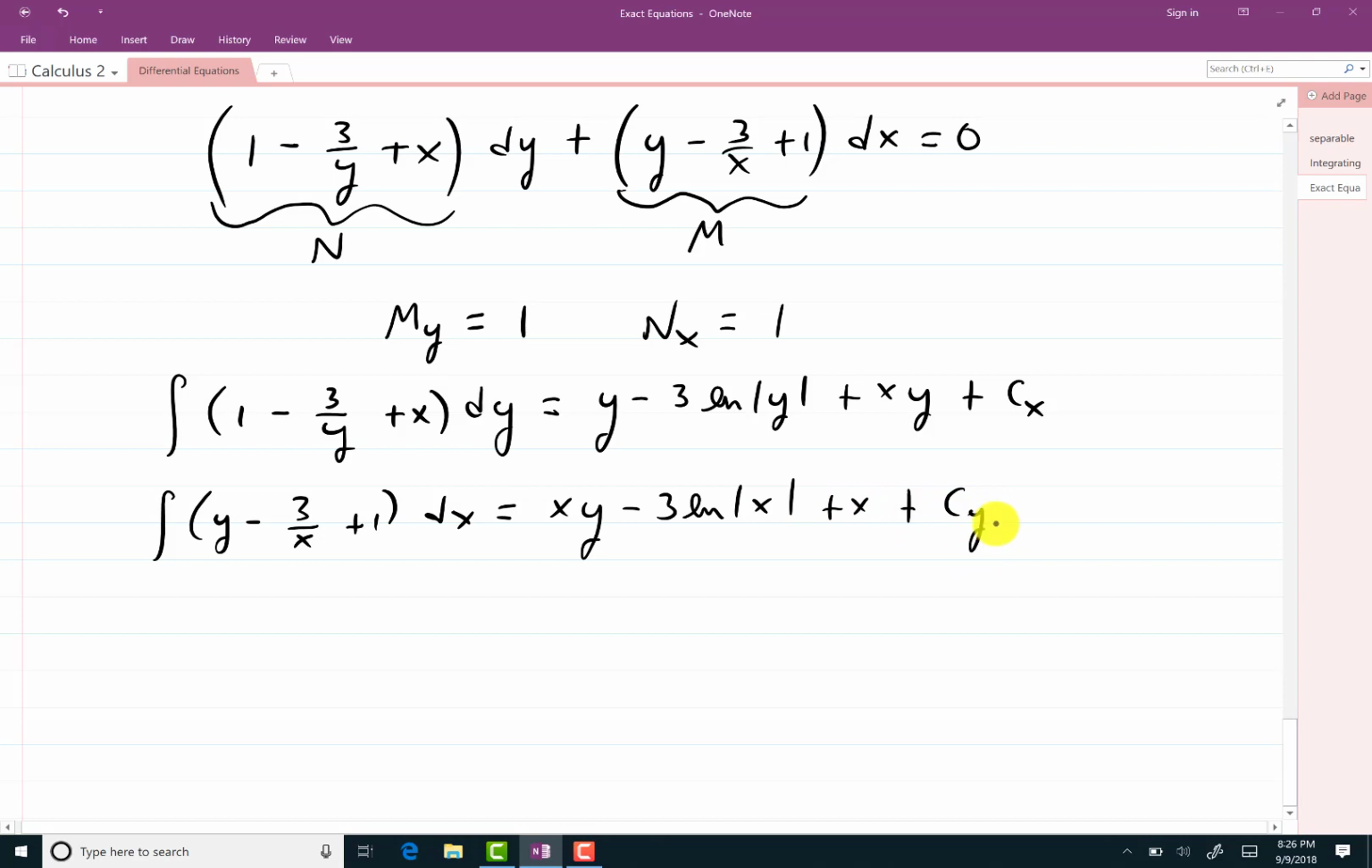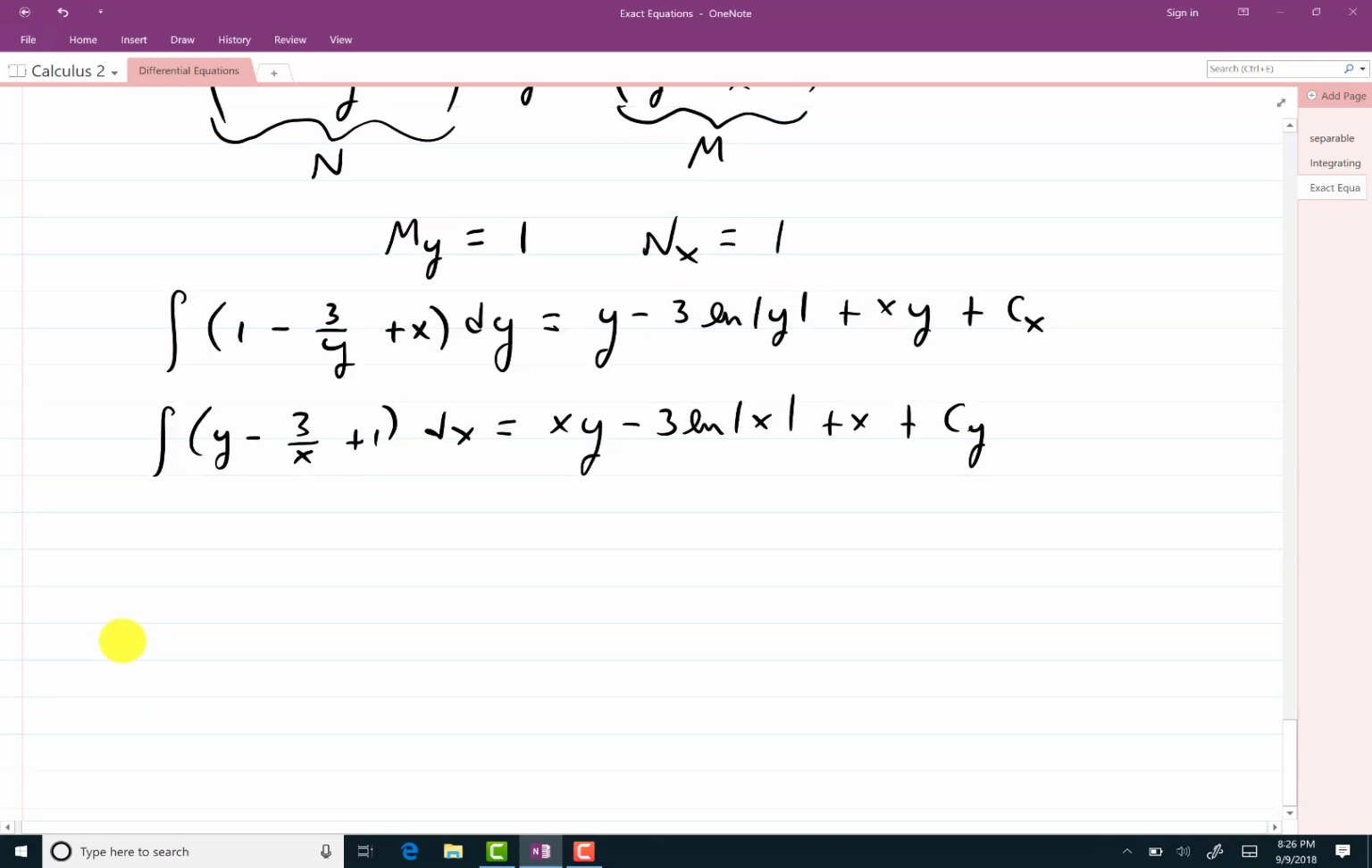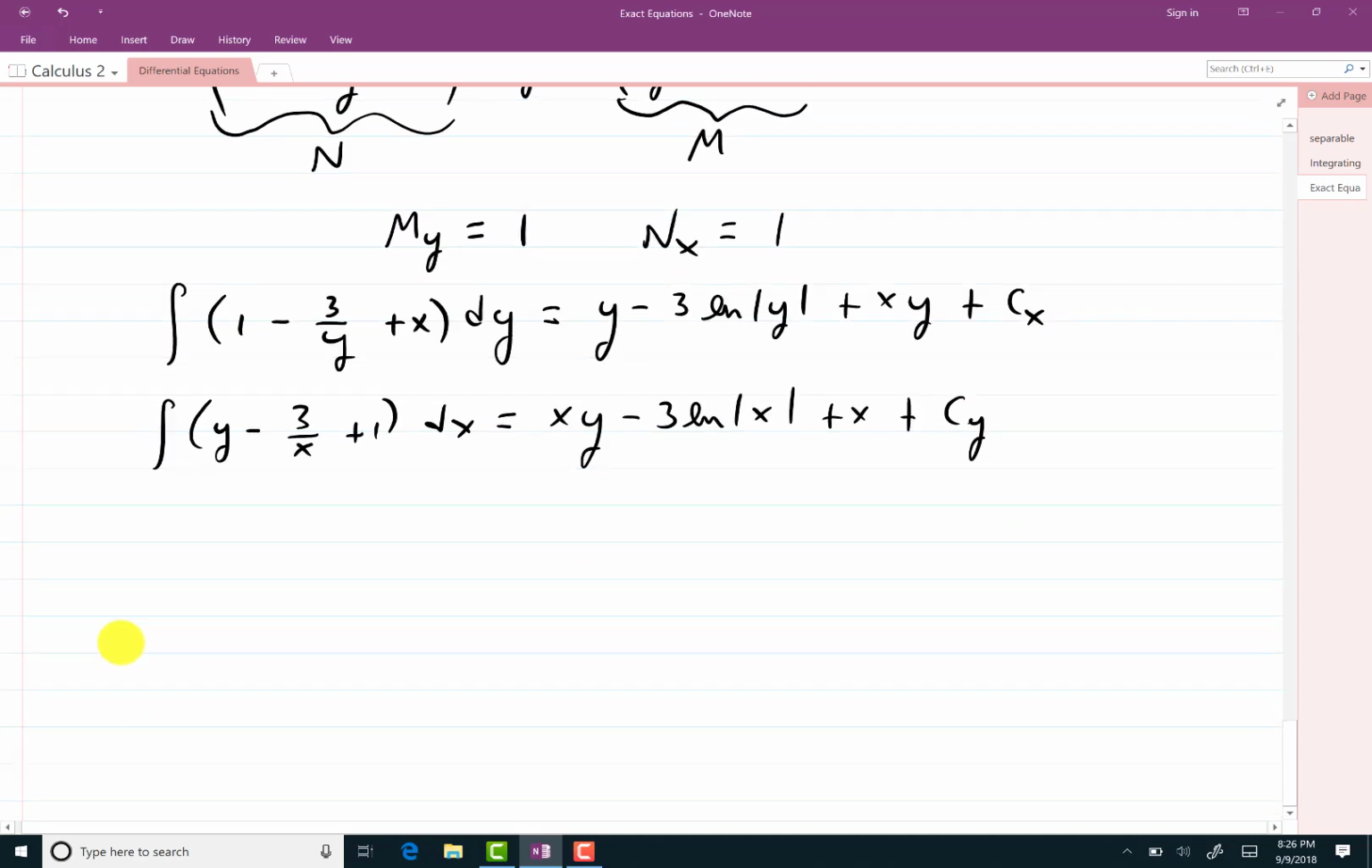Now all I got to do is look for the things that have x and y together, and that forms part of my answer. So I see I've got an xy here, an xy here, and that's the only piece of each of these things that has x and y's together. So part of my answer will be xy. Remember, that's the thing that appears twice when you go to integrate the exact equation. So I'll have my xy.